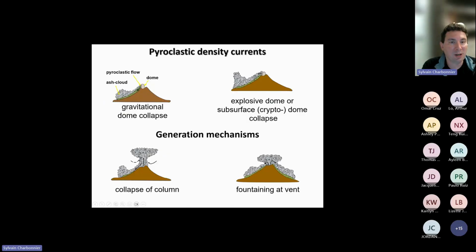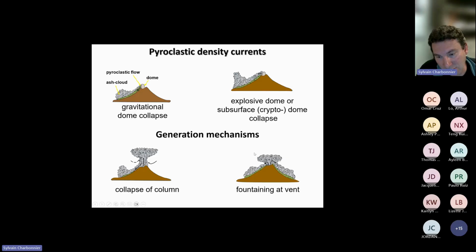So in terms of generation mechanism, I mentioned the dome collapse and then the column collapse. You can also have an explosive dome that we call a lateral blast, similar to what happened at Mount St. Helens in 1980 or Bezymianny in 1956. It's also directed towards one direction, but this time the initial momentum created by the lateral explosion is going to increase the mobility of the PDC, which can reach further distance down the flank of the volcano.